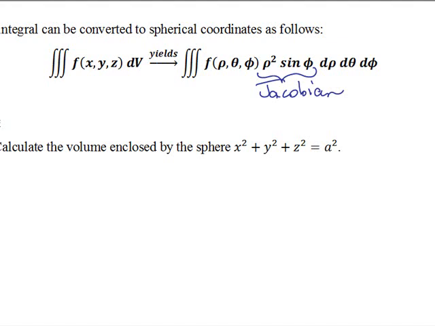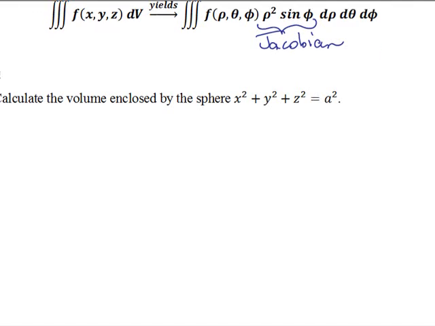All right. Number 1. Calculate the volume enclosed by the sphere x squared plus y squared plus z squared equals a squared. Now, as long as you see something like that, I would use spherical coordinates because it's a sphere. Now, you may tell me you can also do it in cylindrical, it wouldn't be too bad. You can also do it in polar as a double integral. It wouldn't be bad. But let's do it in spherical, all right?